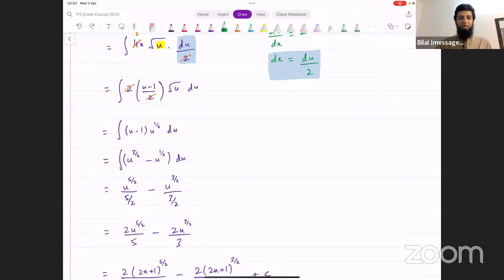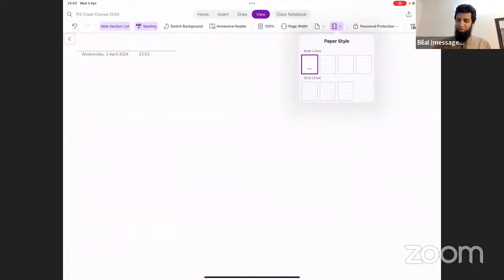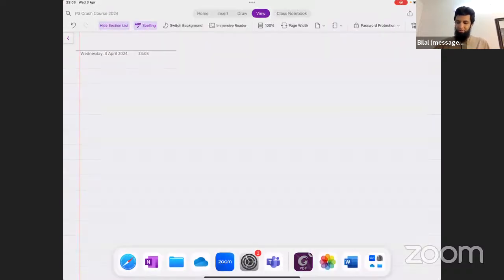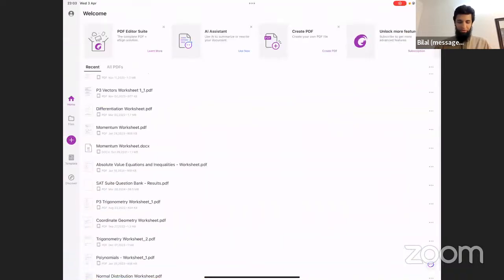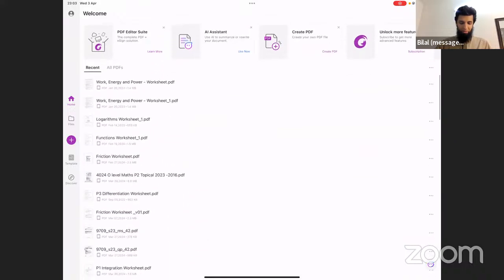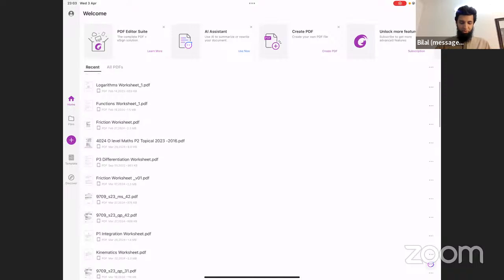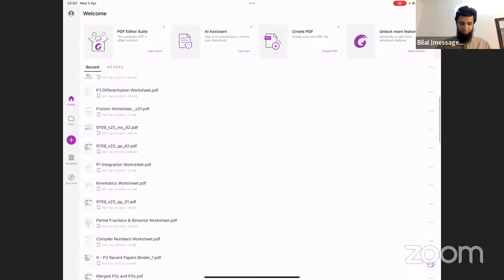Now, let's understand how to do that process using an example. So I'm going to do another example. Let's take an example from the worksheet. From that worksheet, we will look at a question in which you have limits and you have to integrate that by substitution. Let me see if I can find the worksheet here.